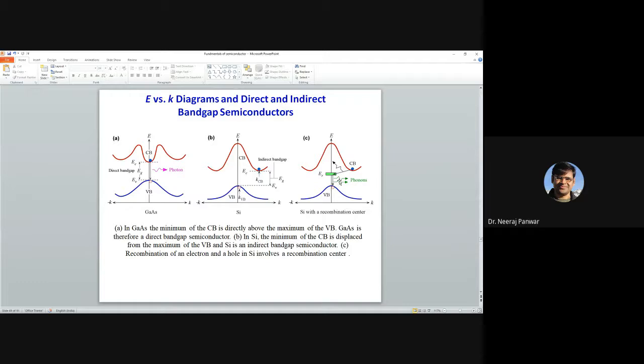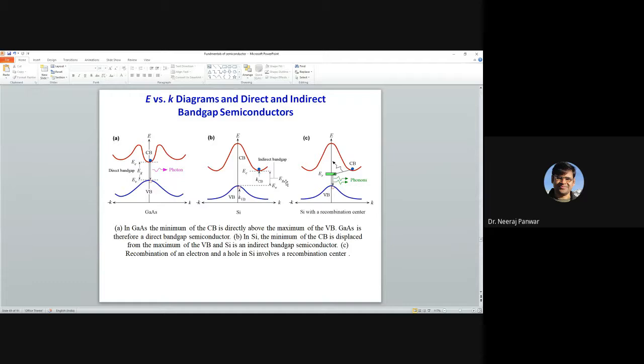Now the question for you is why a phonon is getting emitted here, not a photon. So tomorrow you will tell me why in indirect band semiconductors we have the generation of phonons, not photons. Though there are some photons emitted, of course, when the electron jumps from here to here, sometimes a photon will be emitted, but the number of photons is very less in comparison to those emitted in the direct band semiconductors.